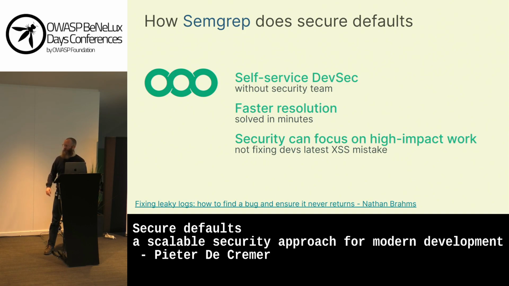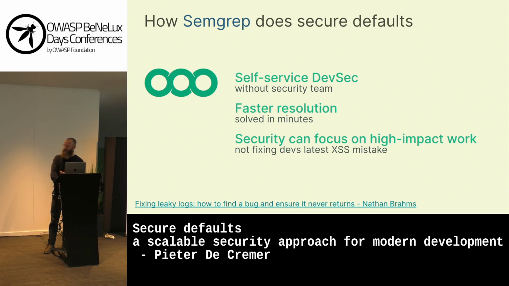I also want to talk about a smaller company, Semgrep, which is where I work. We don't have an internal security team. Well, we do now. We have 2 people, but we didn't used to have one. It was completely self-service by our developers. But still, we noticed that there were always fast resolutions.